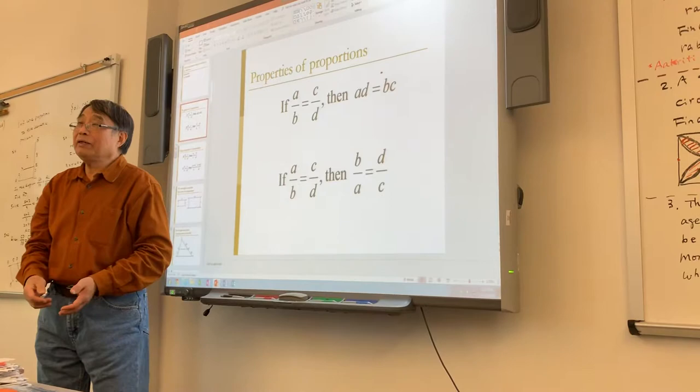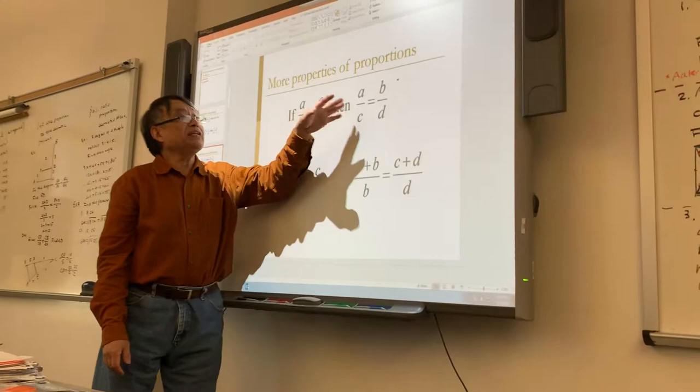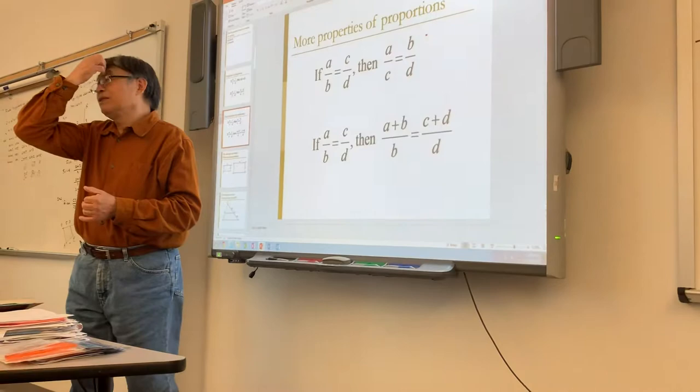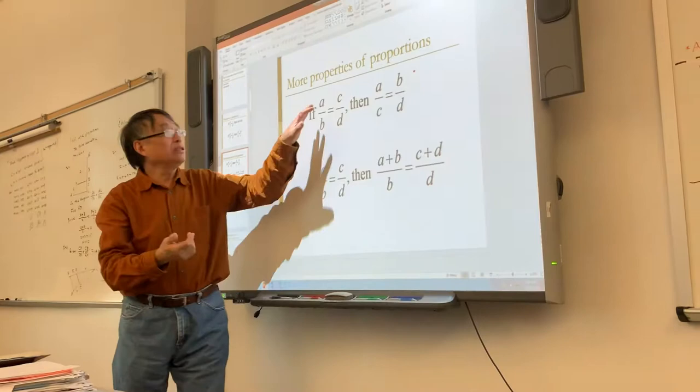Number four. If A over B and C over D, then A over C equals B over D. How to remember this? Yes? B and C, like they switch places. Numerator over numerator, denominator over denominator. You can see, numerator A over C, B over D. Do you understand, please? Good.